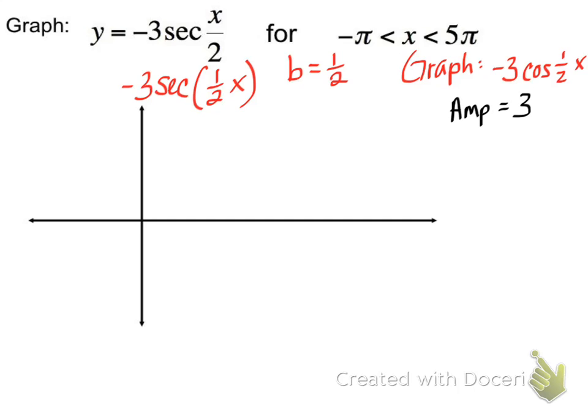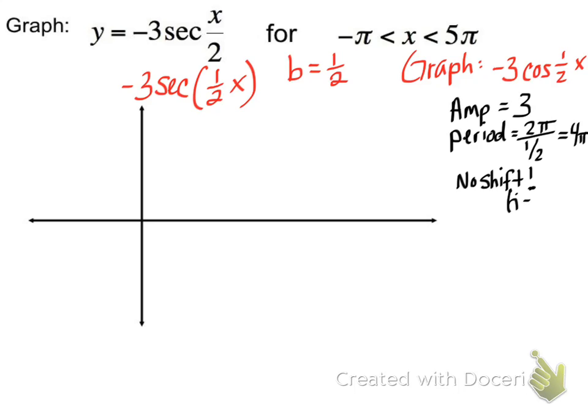First of all, my amplitude is 3. Yes, it's -3 is my a value, so remember that means my cosine is going to get flipped upside down. My period, though, is 2 pi divided by 1/2, which is equal to 4 pi. Again, dividing by 1/2 is the same as multiplying by 2. It's the reciprocal of 1/2. So I get 4 pi for my period.